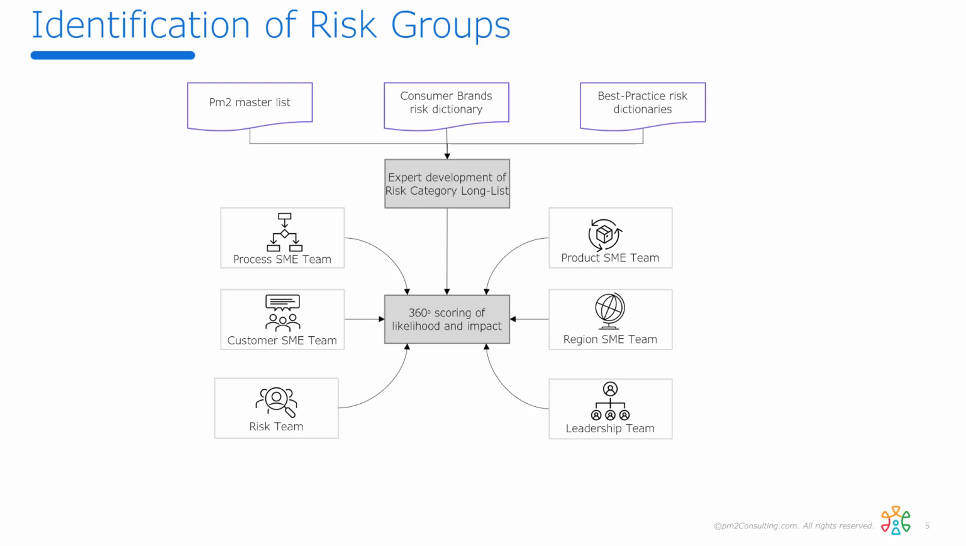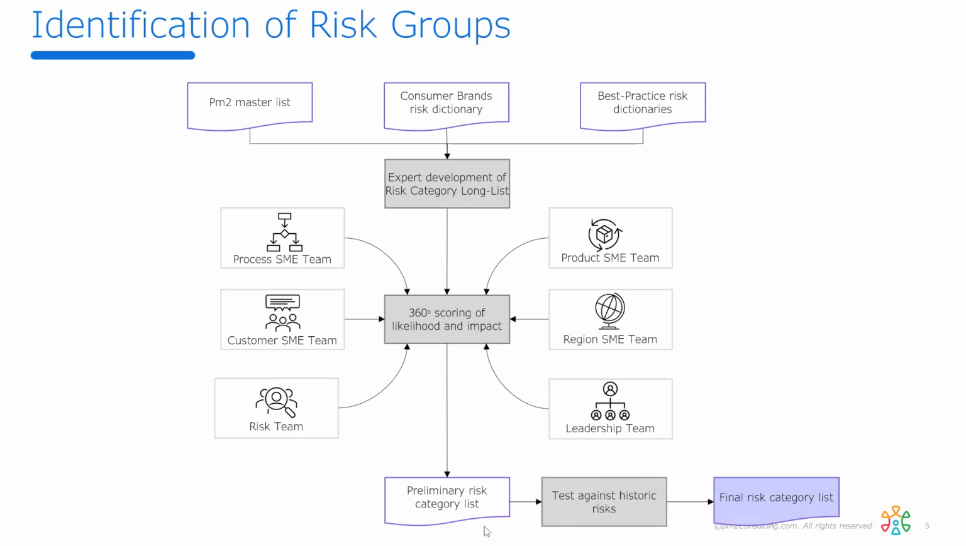Now, again, it's important to note that this ultimate list that we develop is going to transcend time. So the last step is to test it. Test it against, for example, your historic risks, not from this year, but from the last 10 or 15 years to come up with a final risk category list. So that gives you more detail on how it is we go through these steps of helping you set up that risk category.